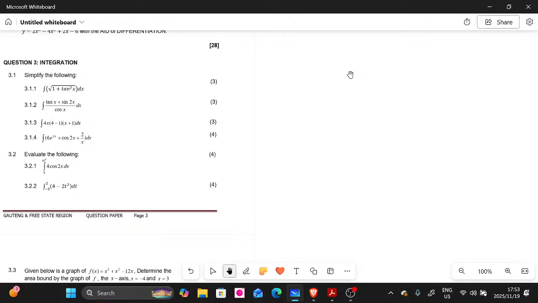Okay, now let's look at the question. 3.1.2, we have the integral of tan x plus sine 2x divided by cos x, dx, right? In order for you to integrate this, you need to simplify first, guys. Remember, simplification is required when you have fractions like this, especially when you have trigonometric ratios in the fraction.